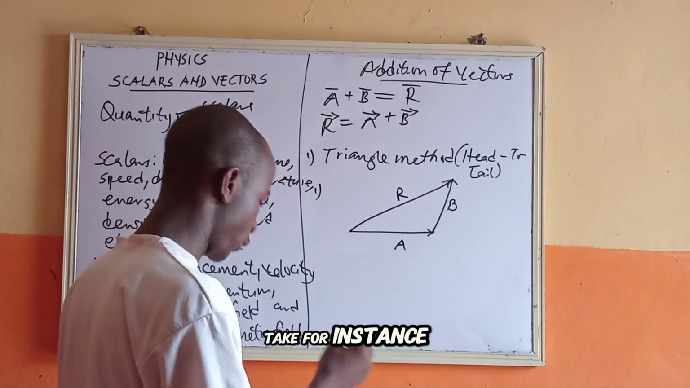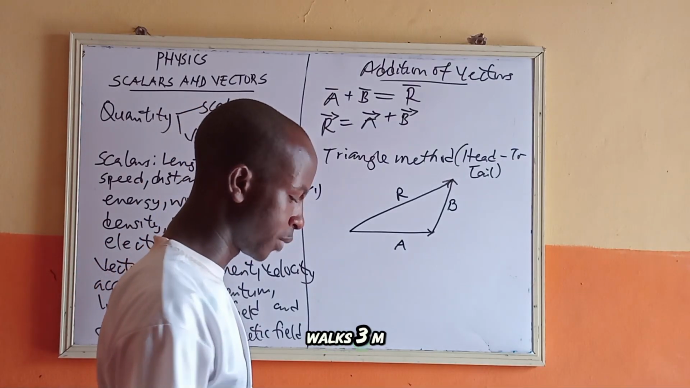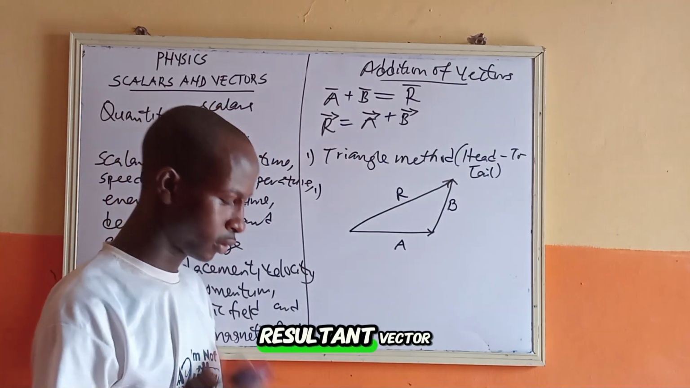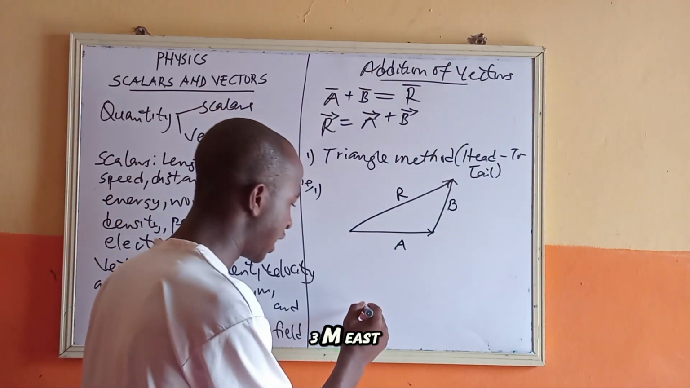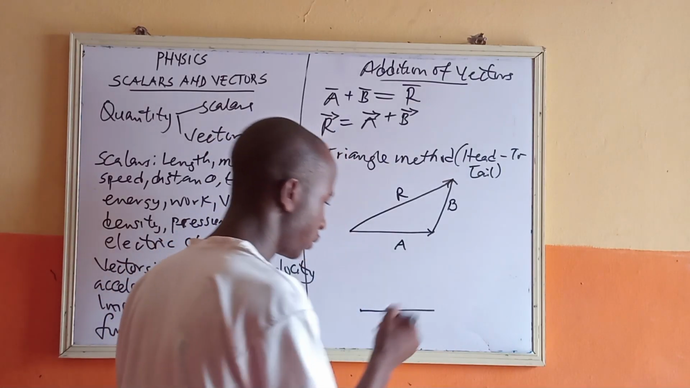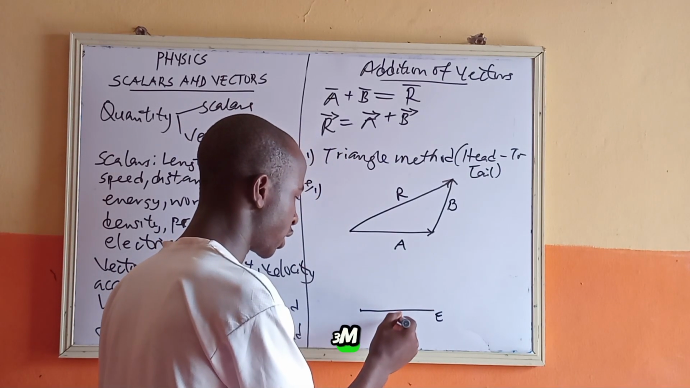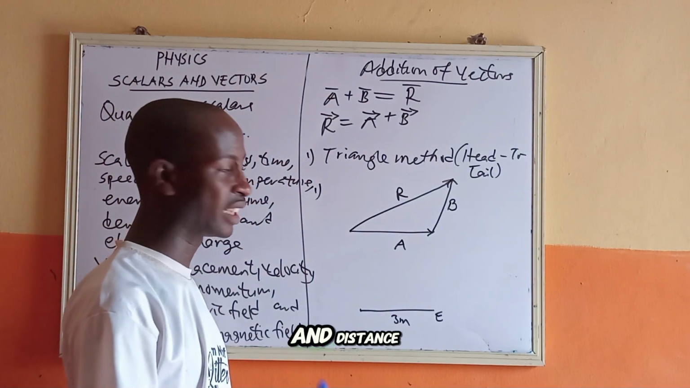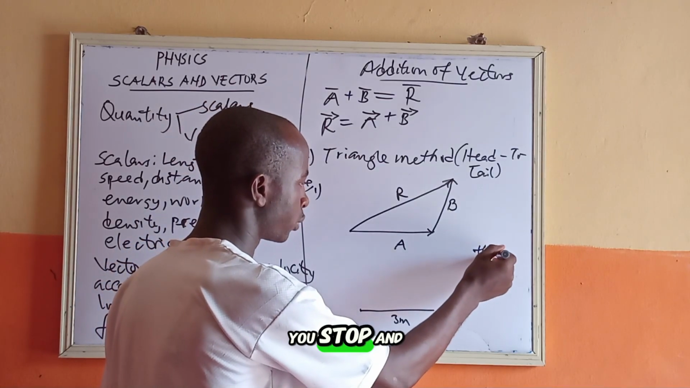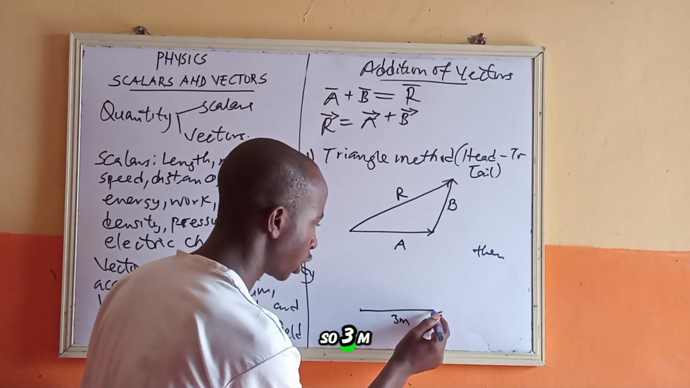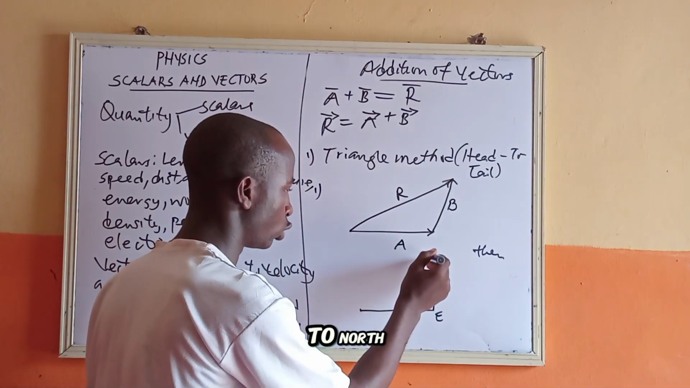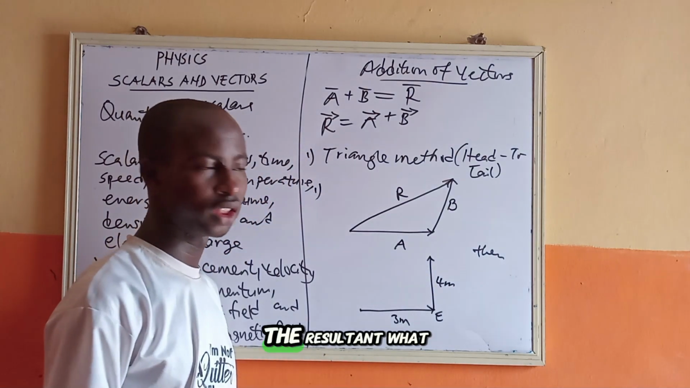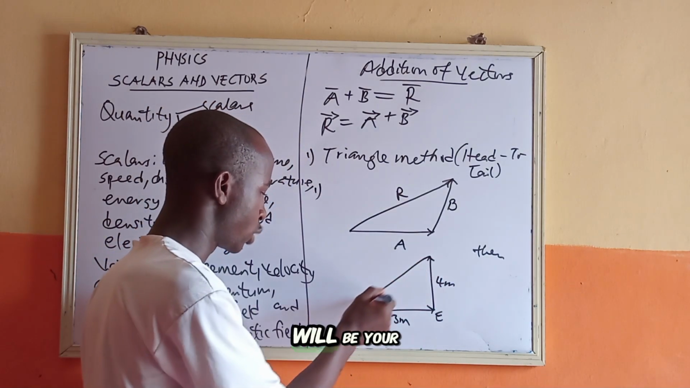Take for instance, if a person walks 3 meters east and then 4 meters north, what is the resultant vector? A person walks 3 meters east, so we need a starting point. He walks 3 meters to the east, and then, in bearing and distance, when you hear then, it means he stops and then continues. So 3 meters, stop here, and then 4 meters to the north. So how do you now find the resultant displacement?